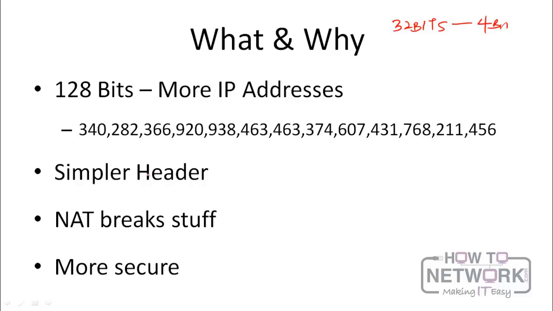But so far we still use IP version 4, and the reason is because we have network address translation. What NAT does is that it translates private IP addresses to public IP addresses, and with NAT you can translate about 65,536 IP addresses to a single public IP address. So it really helps us to conserve IP addresses. But the problem with that is that NAT normally breaks stuff.